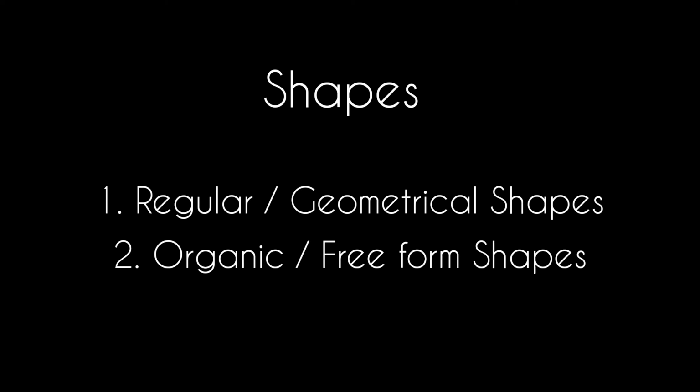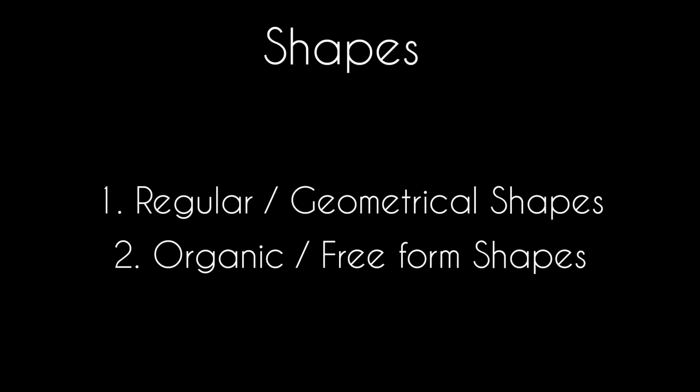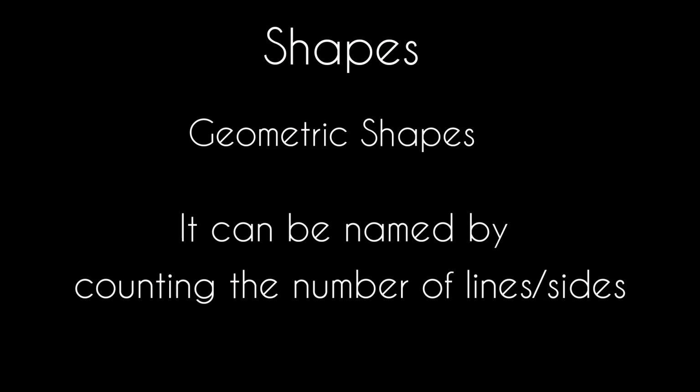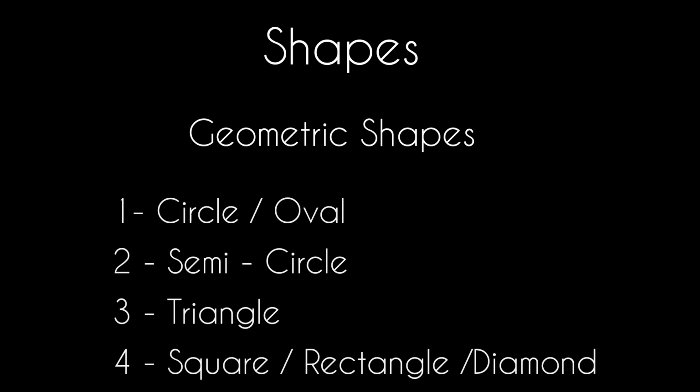Now we have to classify all these shapes into two. One is regular or geometrical shapes and another is organic or free-form shapes. First we will think about the geometric shapes. It is named by counting the number of sides, as I said before, a proper geometric shape.